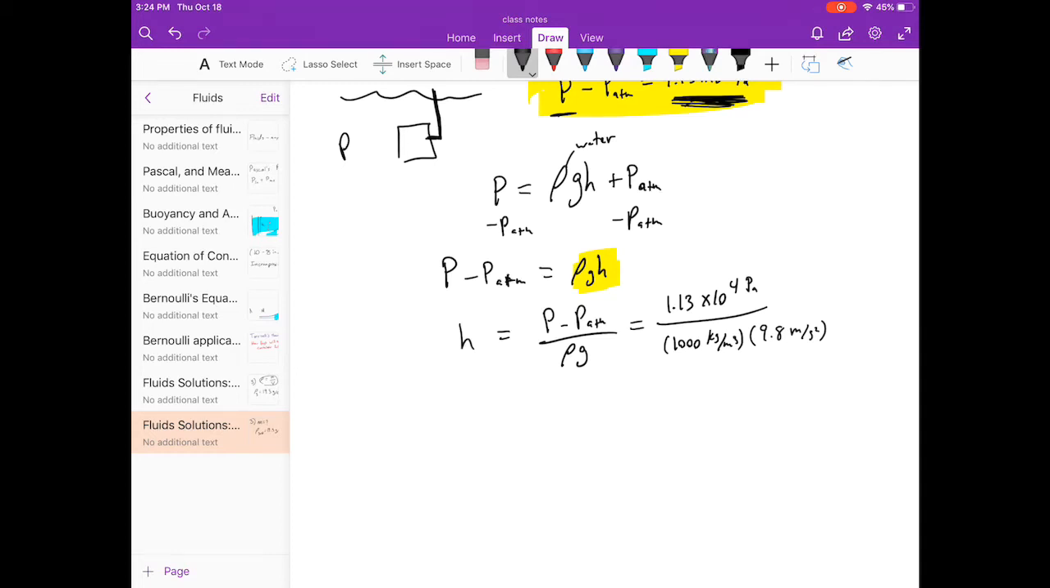So now that we have all of those numbers, we'll plug them in, and we find that he can sit at a depth of around 1.15 meters. The book says 1.2, and that's fine, either one, depending on how you round. As long as it's around that value, you're on the right track.